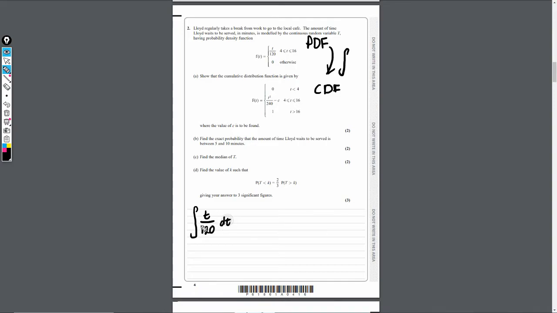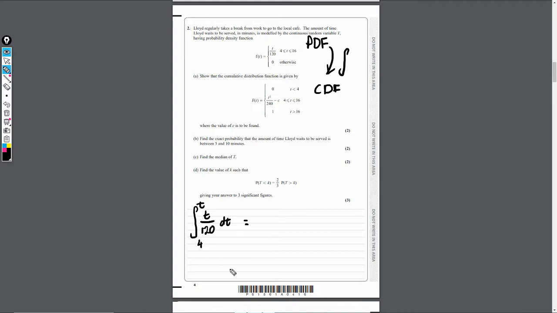dt. And the limits, well, remember we're going to start at 4. Now we don't go from 4 to 16, even though it suggests t is in that interval. We're going to go from 4 to t. And if we do that, we're going to get our extra part of the integral here, which is technically almost like your plus c.